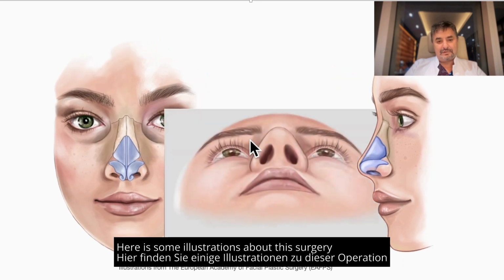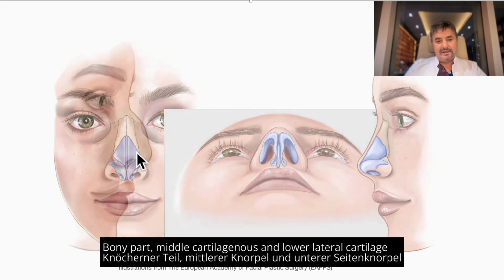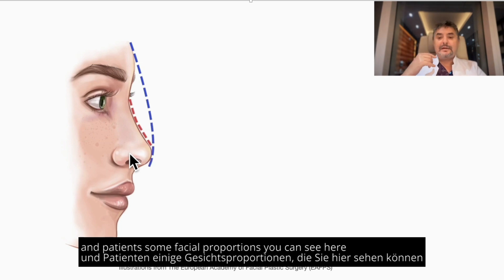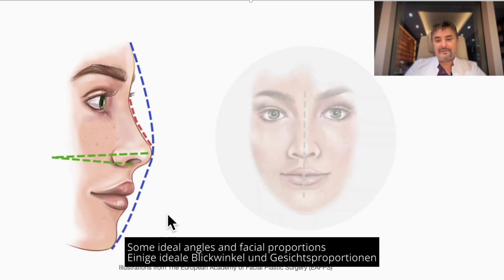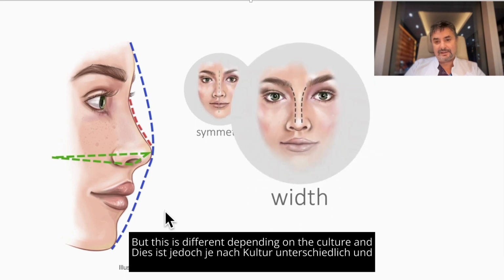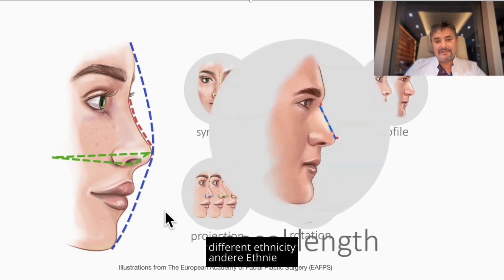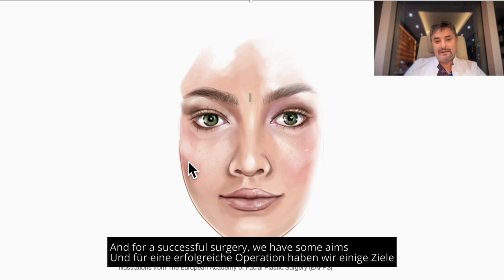Here are illustrations about this surgery. As we know, the nose has three different parts: the bony part, the middle cartilaginous part and the lower cartilaginous part. And facial aesthetics differ from person to person and patient to patient. Some facial proportions you can see here, some ideal angles and facial proportions, but this differs depending on different cultures and different ethnicities. And for a successful surgery we have some aims.